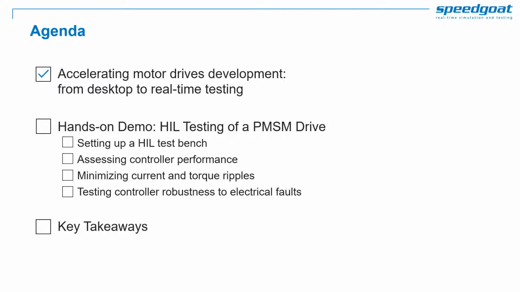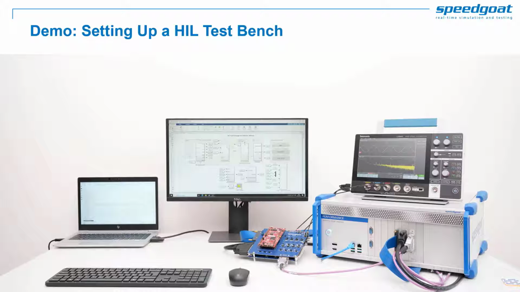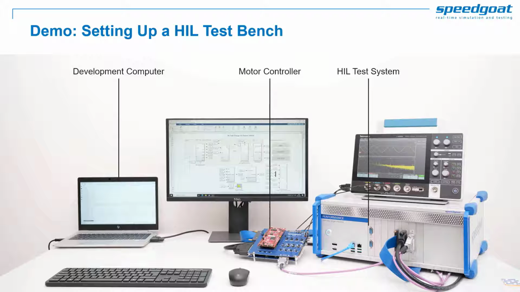Let us now focus on the main subject of this webinar, hardware-in-the-loop testing of a PMSM drive. The hardware setup for this demo consists of a development computer running Simulink, Simulink Real-Time, and an app to allow instrumentation and monitor the tests. A SpeedGoat performance target machine with CAN and FPGA I/O modules. A device under test, the TI Launchpad running the motor control algorithm, and an oscilloscope that is connected to the analog outputs of the FPGA to monitor the motor currents.